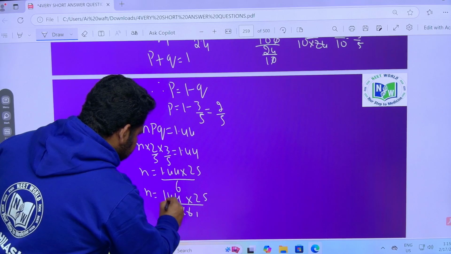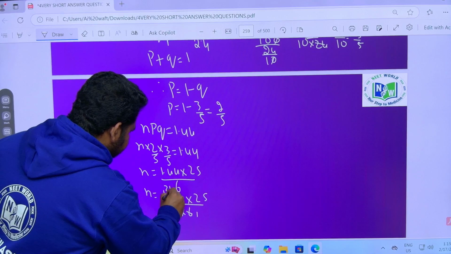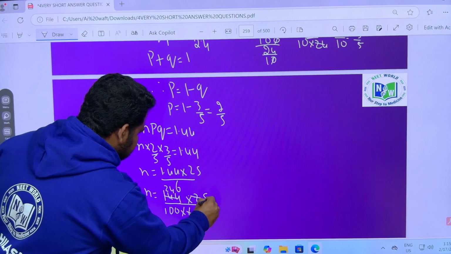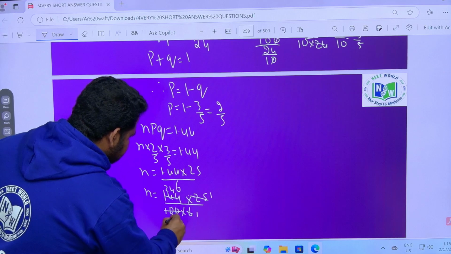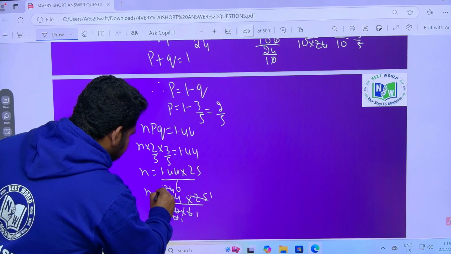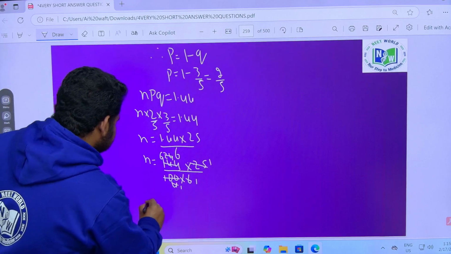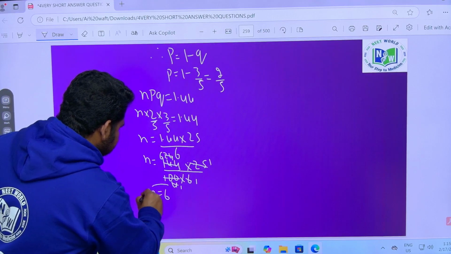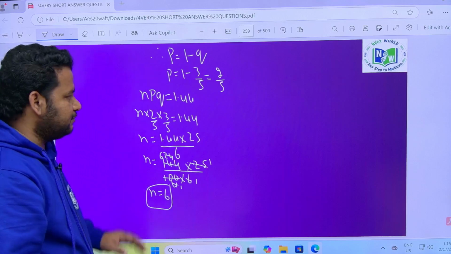So 6 ones are 6, 6 fours are 24, 6 sixes are 144. Okay, so the value of n will be equal to 6. So the value of n will be equal to 6, friends. Got it, friends? The value of n will be equal to 6.